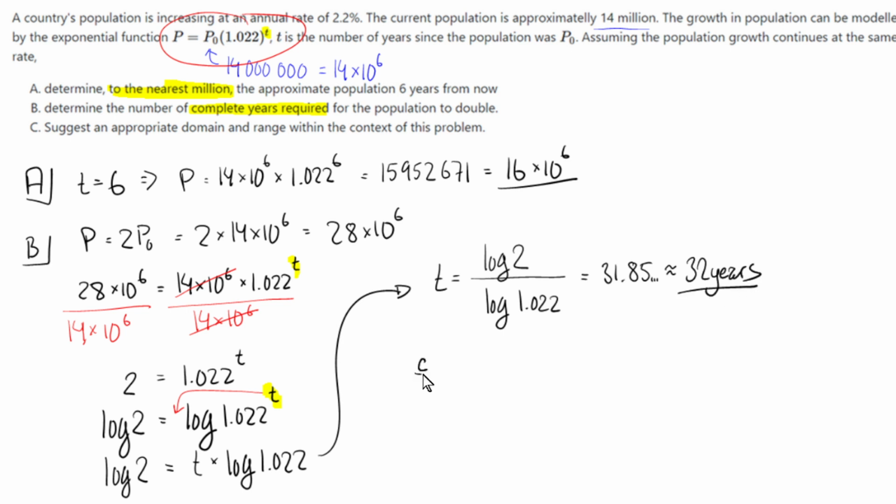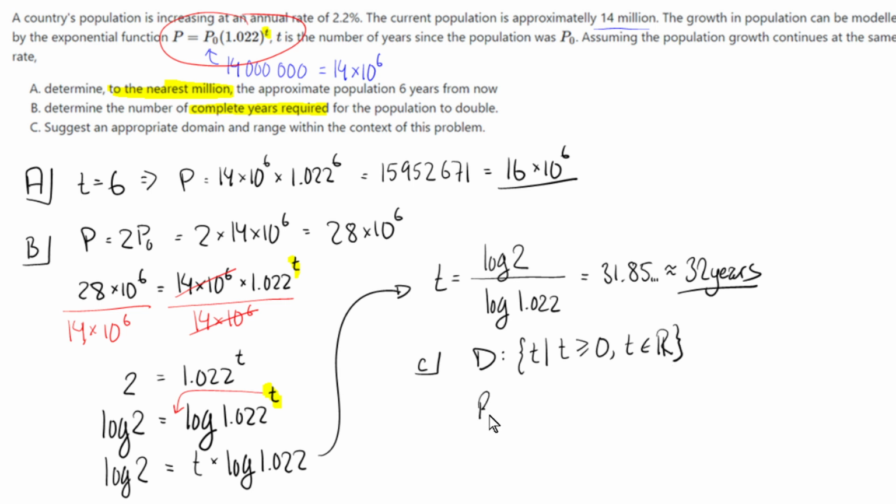And then finally in C, suggest an appropriate domain and range within the context of this problem. So for the domain, the independent variable here is t, time. So we would write t such that, well, what are the permissible values for t? t has to be greater or equal to 0. It cannot be negative. And as long as it is greater or equal to 0, t belongs to the real numbers.